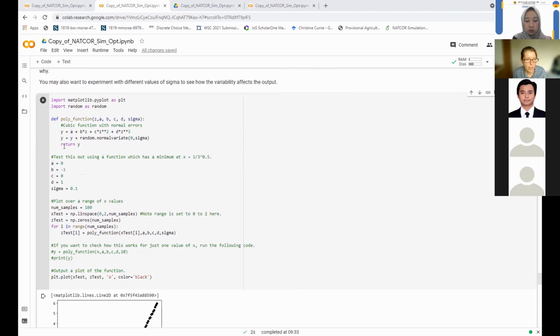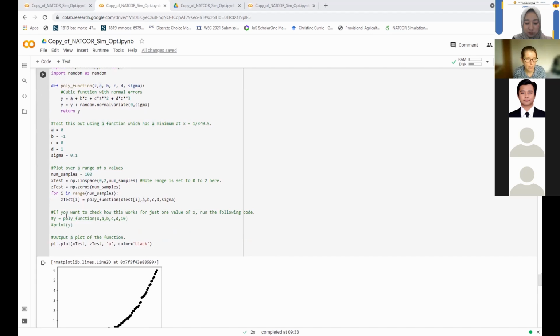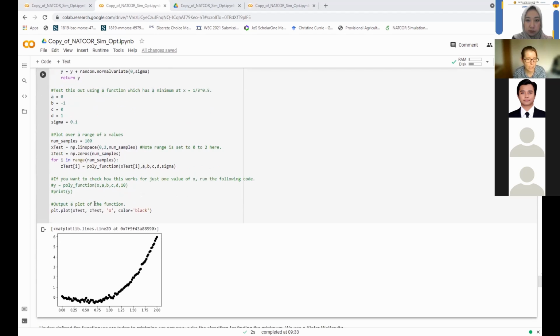What the code will do here then is set up this poly function. We've given it these particular parameters, so a minus z plus z cubed, so we've not got a z squared term there. Sigma equals 0.1 indicates how much error we have on the output, and I've set this at 0.1 at the moment. That's the standard deviation on the output. The code will then plot the function for a particular set of x values and output those.